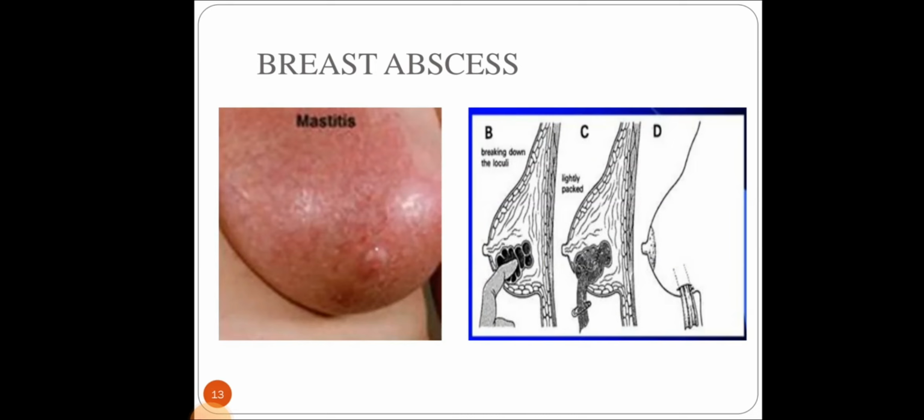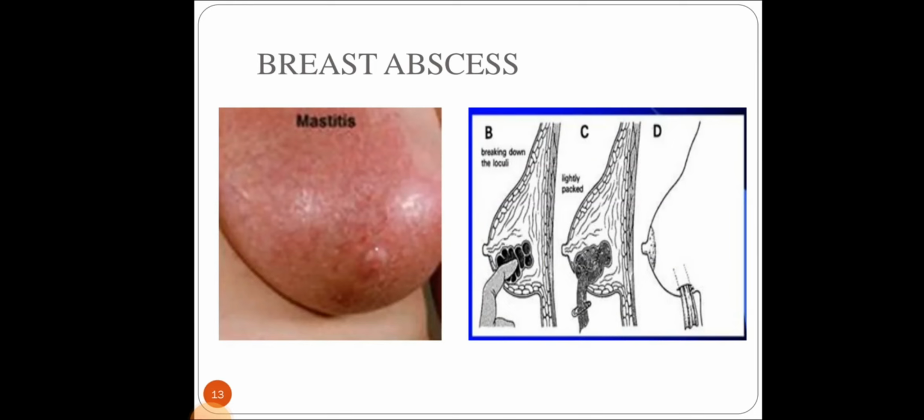Mainly, the position of the patient will be supine, under general anesthesia or local. We can go for that. Then after proper cleaning and draping, mainly the incision will be in a radial direction. That is for cosmetic purposes. That is about 5 to 6 centimeters in a radial direction. The incision is made over the swelling, and the incision should be made at the point of maximum tenderness.